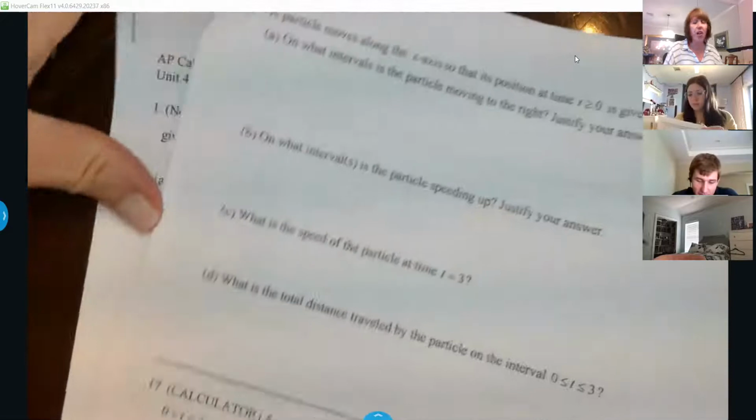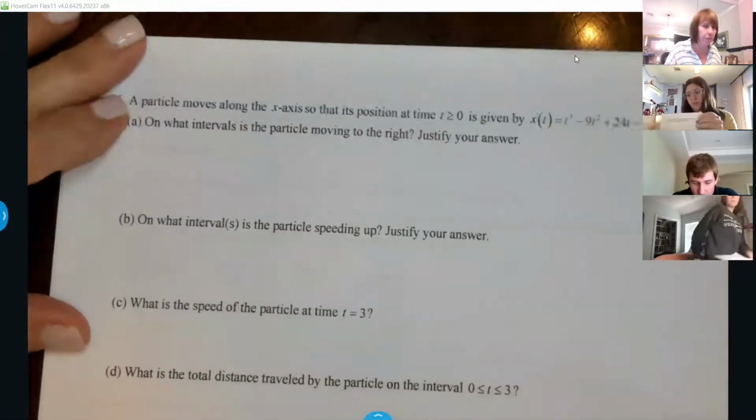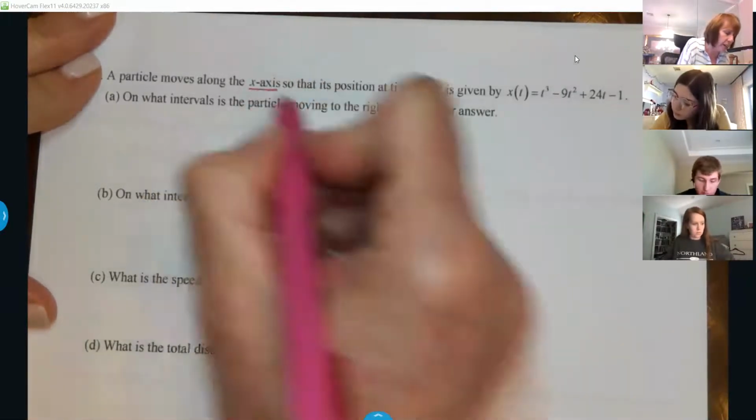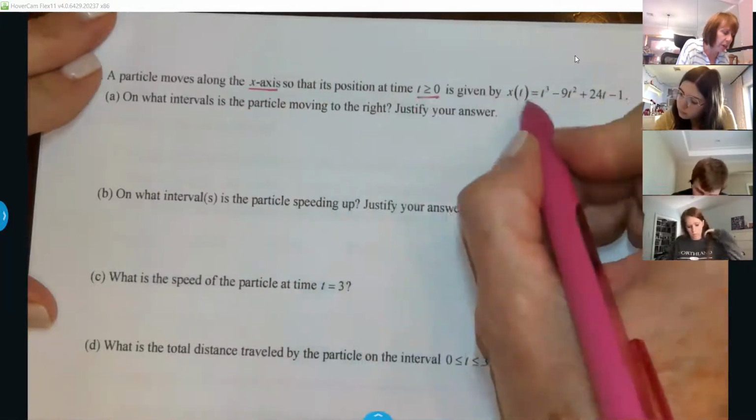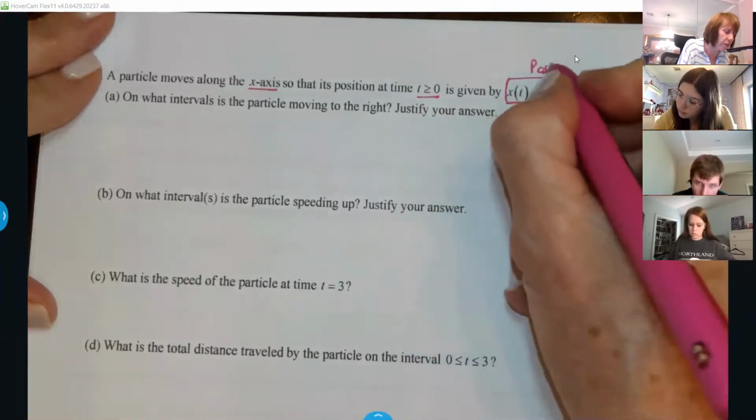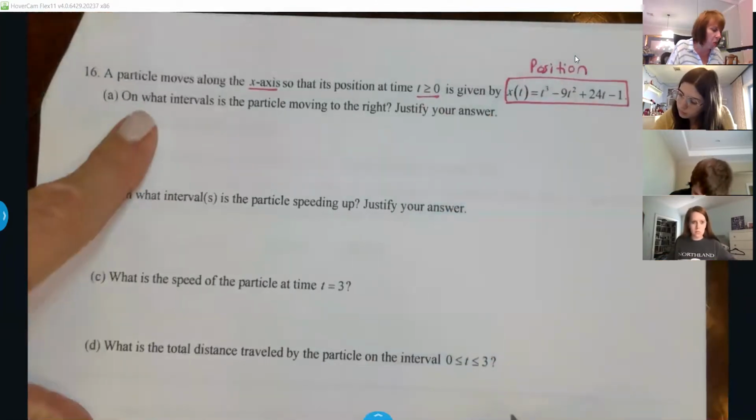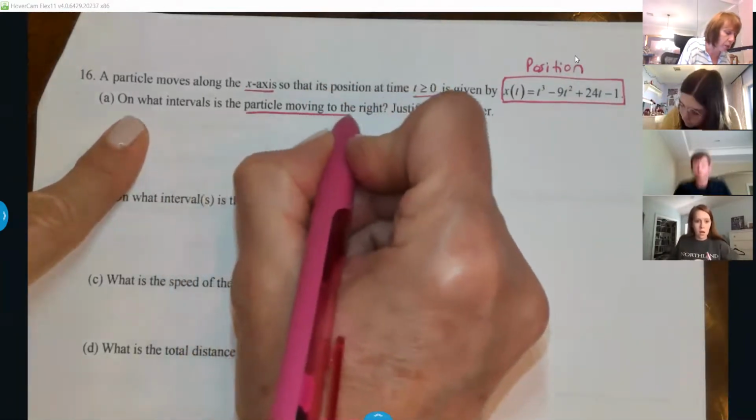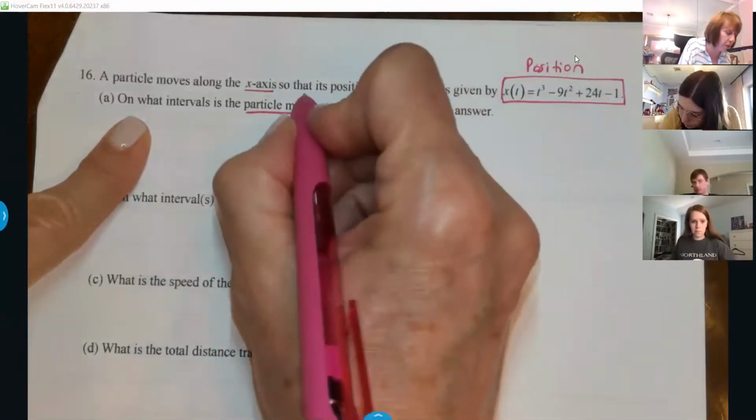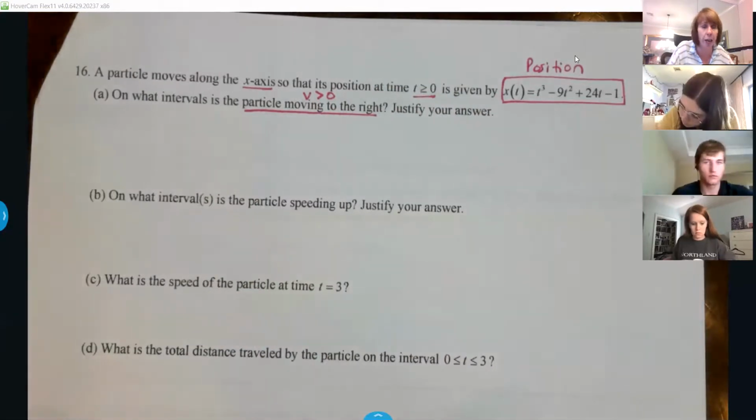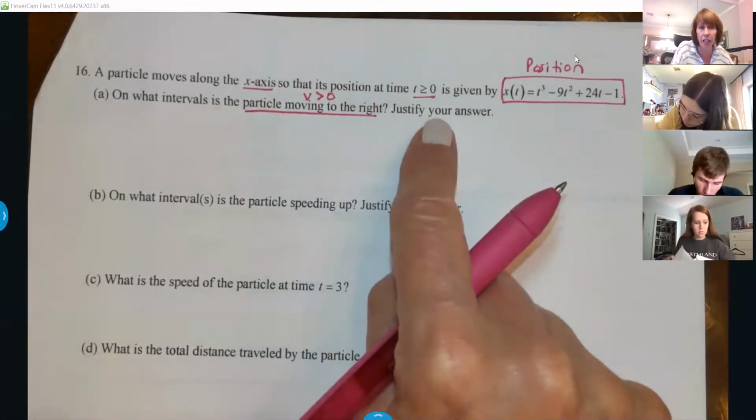So on this one, we're not going to use a calculator. Okay. So on this one, they give us, well, we're on the x-axis and time is greater than 0, and they give us the position. So we have the position function. Okay, on what intervals is the particle moving to the right? So we know that the particle moves to the right when the velocity is positive, and that's just something I need you to know. Okay, that will be our justification.